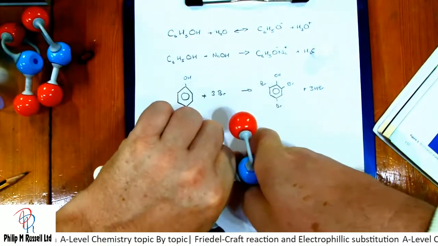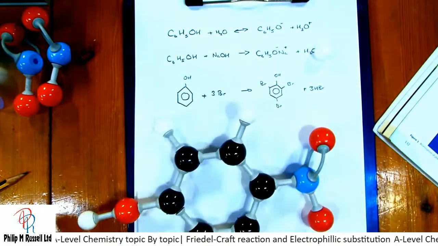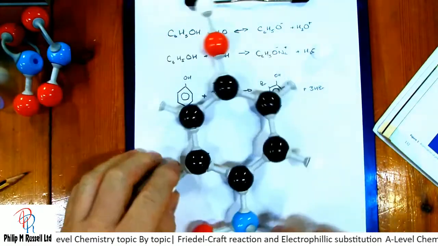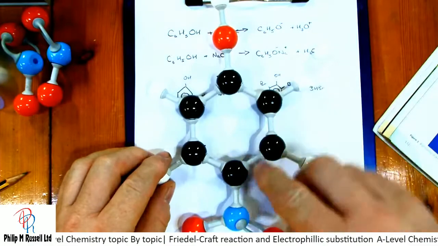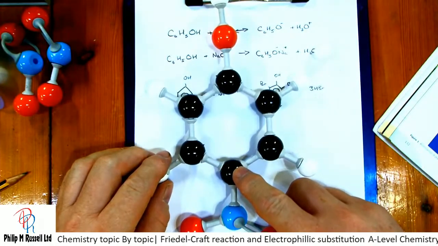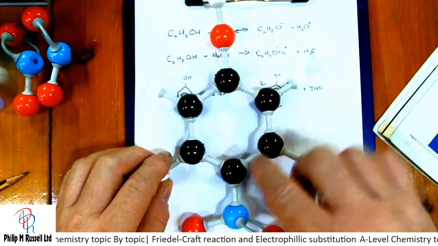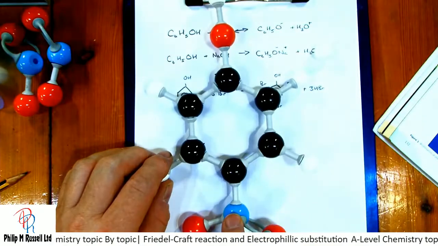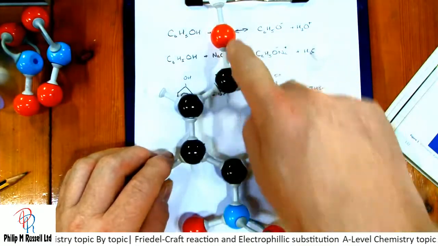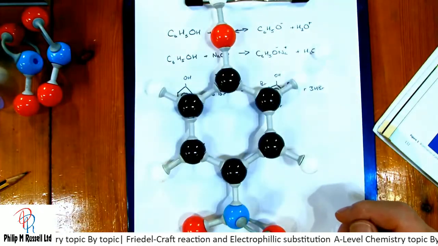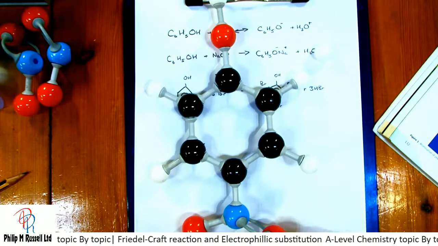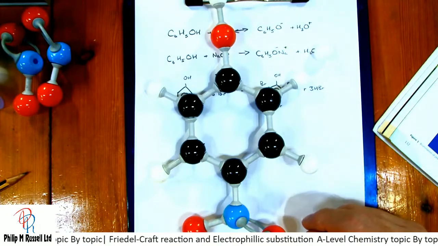Or it's going to give us 1, 2, 3, 4 nitrophenol. So 2 nitrophenol or 4 nitrophenol.